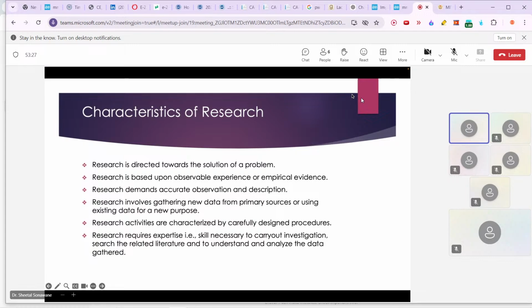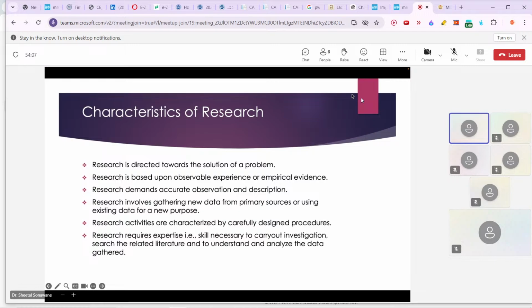Observable experience: we know that during the metro study, real-time analysis was done and field observations were collected, and accordingly the research was carried out. Research demands accurate observation and descriptions. If your observations are not accurate, you are not going to get a good research. You're not always going to get a success in your research. So it has to be correct. The data has to be correct, and not only correct, it has to be quality data to get a good research outcome.